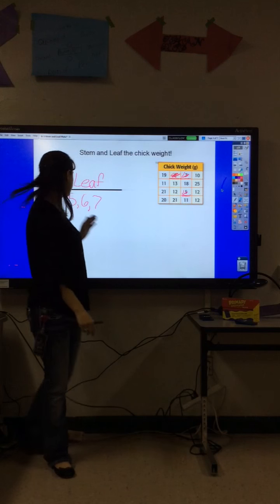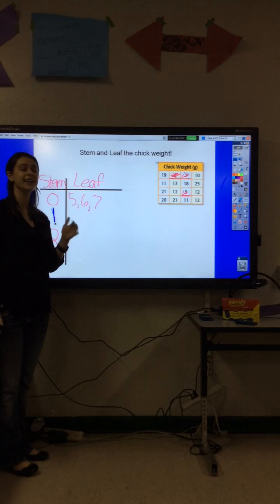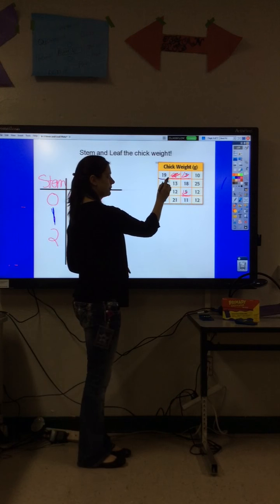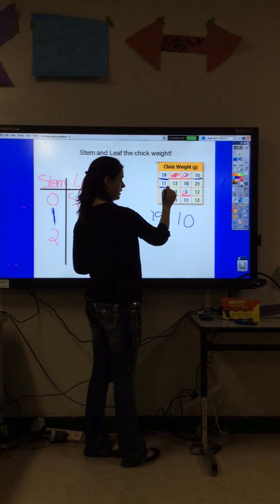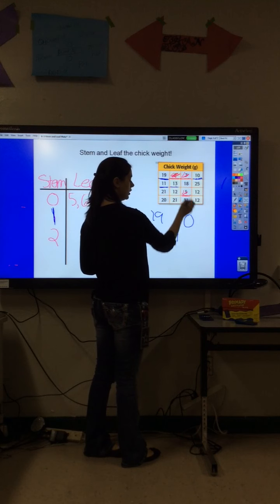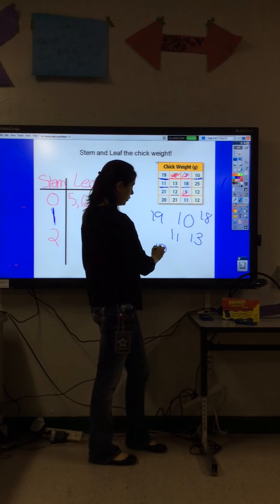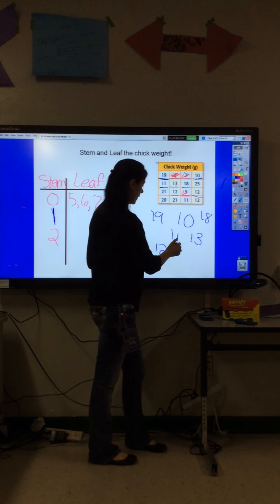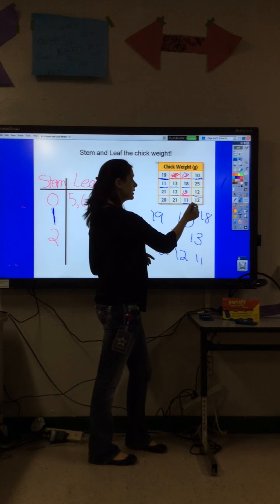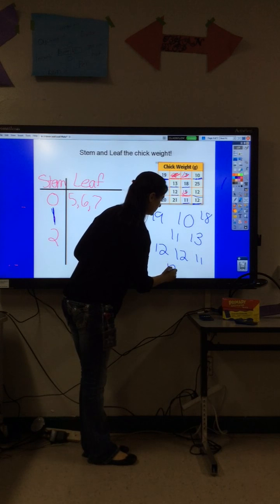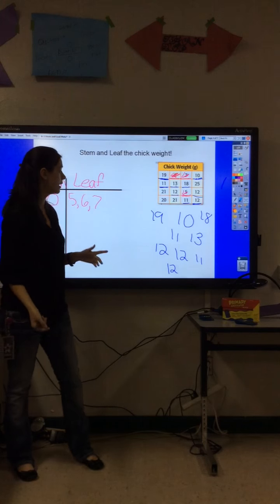All right. Next, let's look at the ones with the 1 in the tens place. So 19, 10, 11, 13, 18, 12, another 12, nope, 11, and another 12. All right, so let's put them in order from least to greatest, or the way we count.